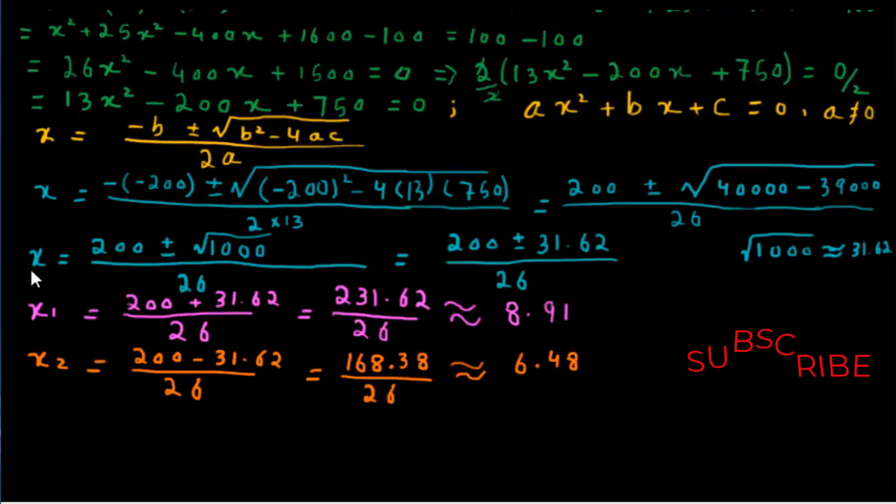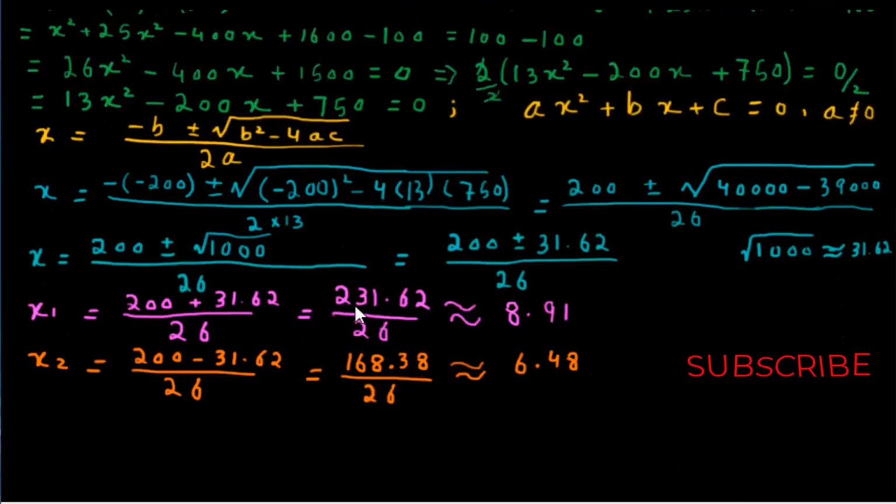Alright, then we continue with our calculation, and here x is as it is and 200 is as it is, and ±, and here we are going to subtract 39,000 from 40,000. That will result in √1000. So now writing 200 ± √1000, which is approximately equal to 31.62. Alright, so now we will get two values for x, one with this addition and the second one with this subtraction. So first x₁, let it be with this addition. That will give us (200 + 31.62) divided by 26.